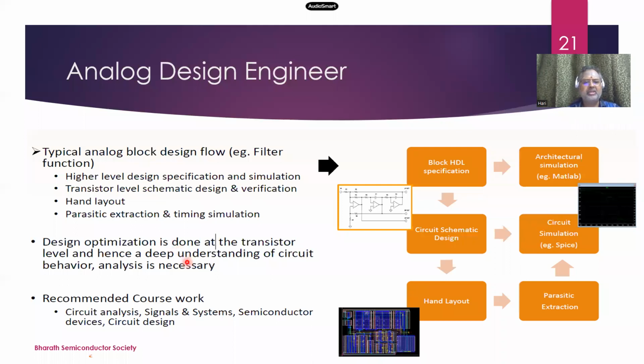So design optimization is done at the transistor level. So it is extremely important to understand the circuit behavior. Analysis is necessary. That's what I told you in the beginning. You should know how to solve problems. Unless you are good at this, you cannot become a good analog design engineer. You have to have a deep understanding of circuit behavior and analysis. That is mandatory. So it's not just necessary, it's mandatory.